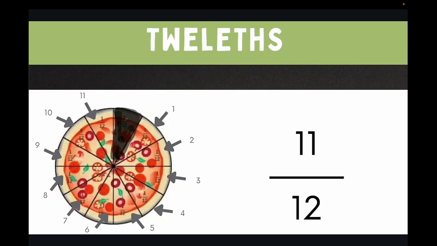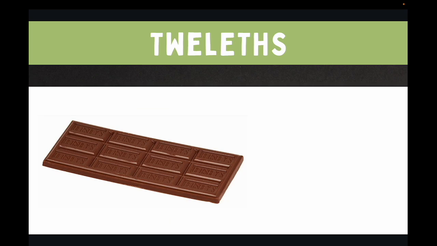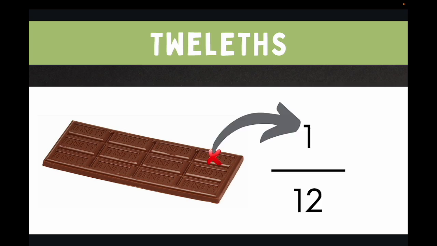If I had a full Hershey's candy bar and broke it into 12 equal bite-sized squares, I would have 12 equal pieces. If I had eaten one piece, I would have eaten 1/12 of the candy bar. This is how I would represent 1/12.